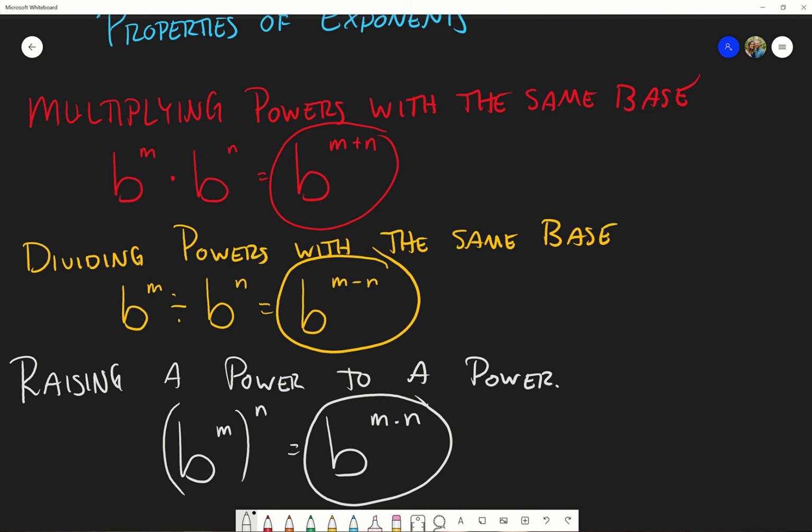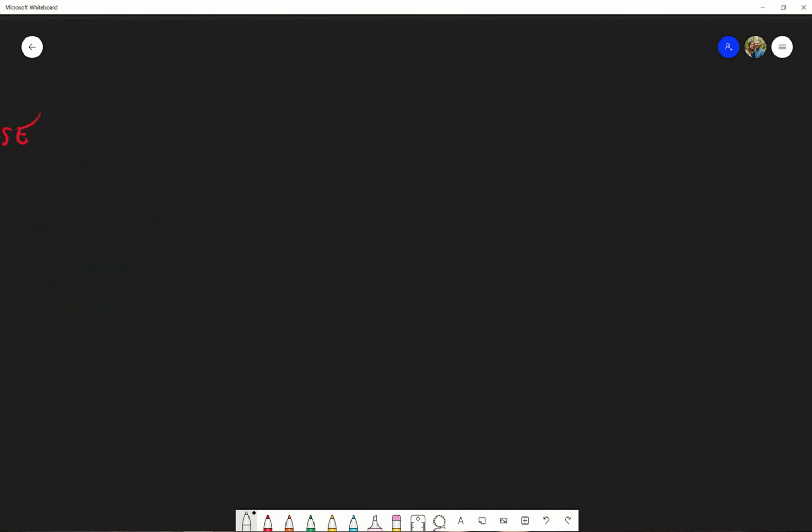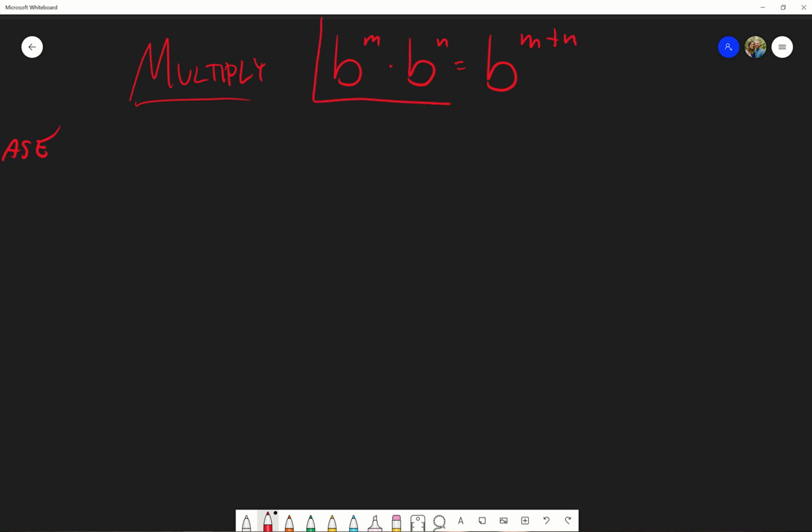All right, I just gave you a lot of information. I gave you some things that could get confusing, so let's talk about each one of these, break them down a little bit more in depth, starting with multiplying. And this we said was b^m times b^n equals b^(m+n). This is our formula for what it might look like.